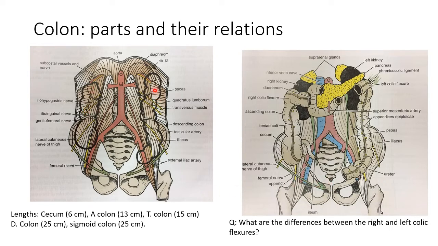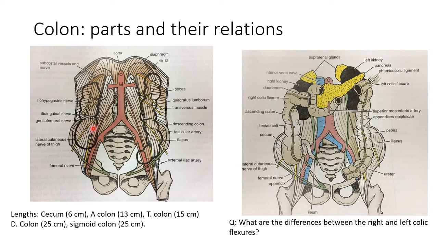Ascending colon, descending colon, and rectum, they are retroperitoneal, but the rectum has a different arrangement, though a big part of the rectum is retroperitoneal. We'll see the details when we come to the rectum. So the retroperitoneal structures include the ascending and the descending colon, while the intraperitoneal include cecum, transverse colon, and sigmoid colon.